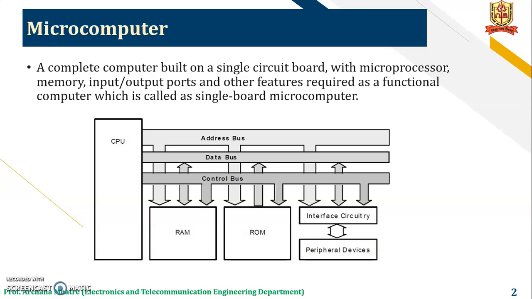So microcomputer is a complete computer built on a single circuit board with microprocessor, memory, input-output ports and other features required as a functional computer, which is called a single board microcomputer. So in this microcomputer, on a single board, all this circuitry can be placed, which is processor, buses, that is address bus, data bus, control bus, as well as memory and peripheral devices, that is input output devices.